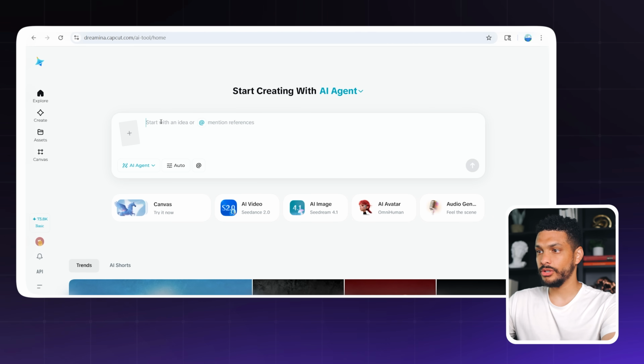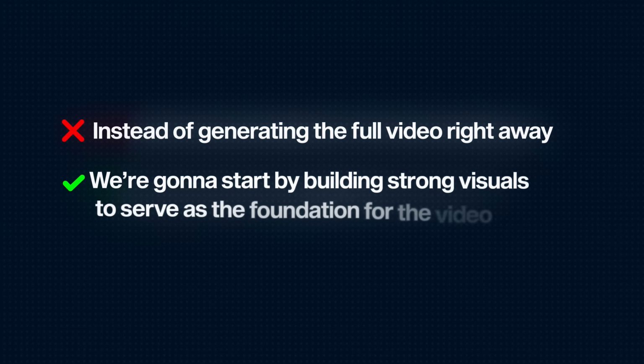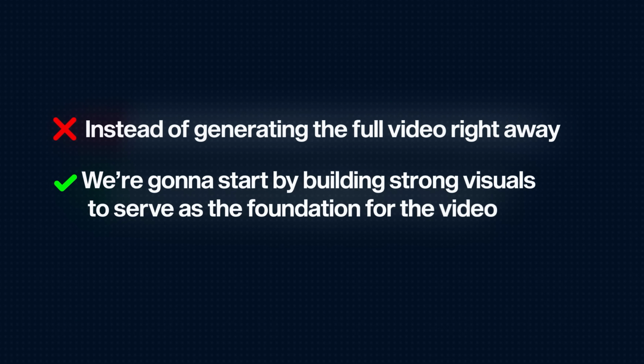Now, the first thing we're going to create is a full marketing ad for a business or a client. So for this example, let's say that we are working with a premium coffee brand, right? We want this marketing ad to feel like a real ad that you would see online, not just a random AI generated clip. Now, the way this is gonna work is instead of trying to generate the full video right away, we're gonna start by building out a few strong visuals that we can use as the foundation for the video. Now, if you already have real product images, you can obviously use those here instead, especially if you've got a few different angles to work with.